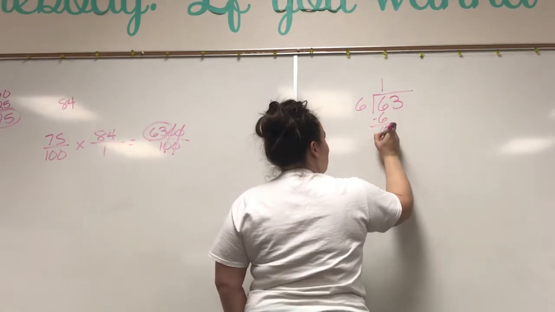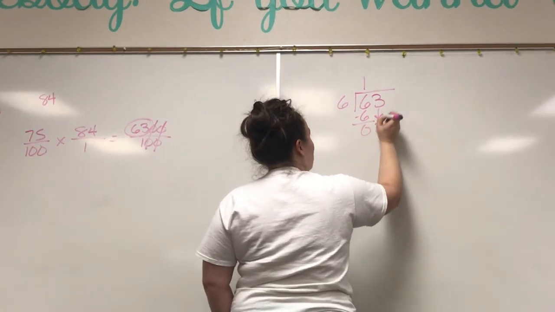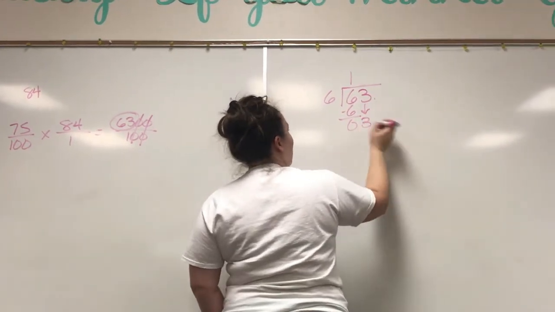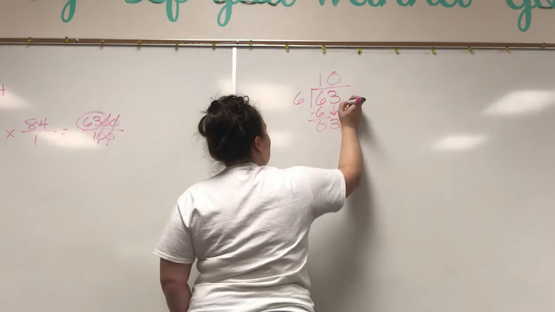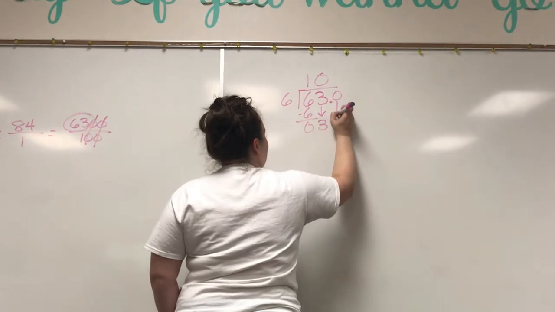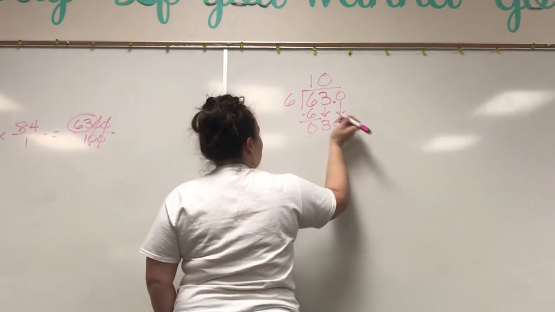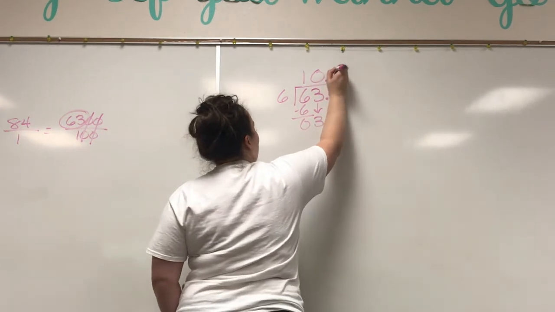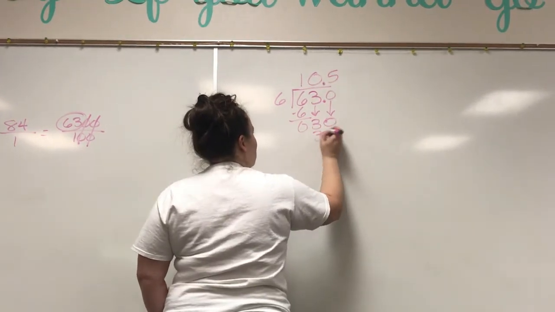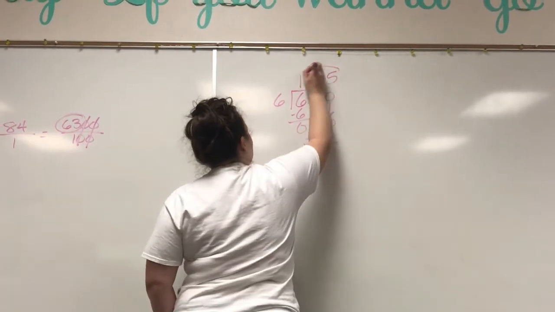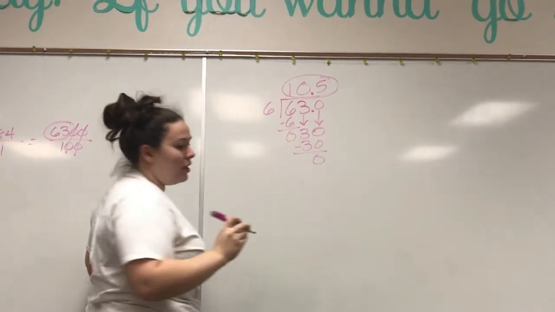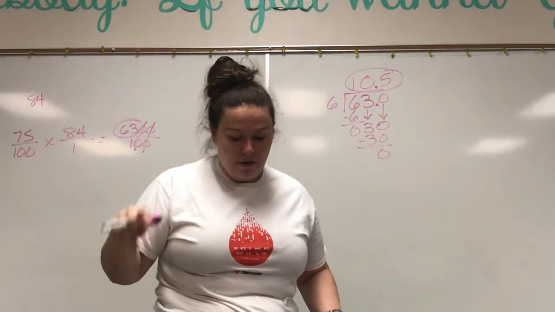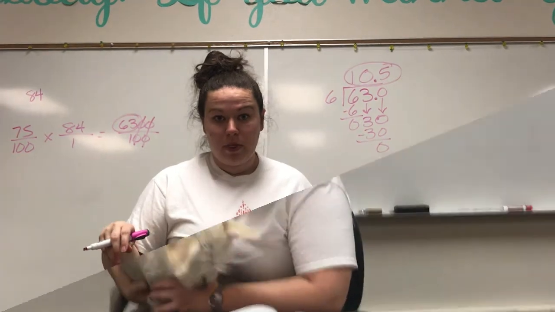1, 3. It can't fit into it 3 times, so I have to add another 0 down here. 0 fits into it 5 times. So each length is 10.5 centimeters.